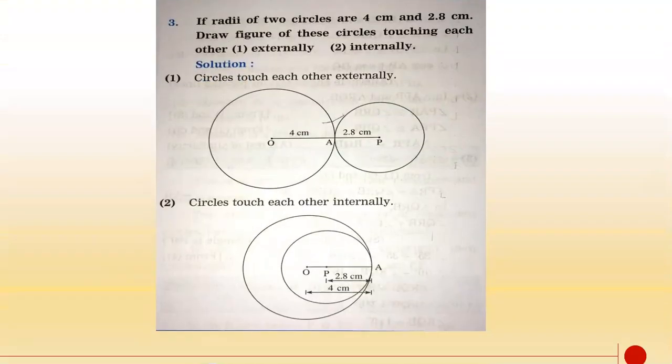Question number 3. If the radii of two circles are 4 cm and 2.8 cm, draw a figure of these circles touching each other, first one externally and second one internally. The first figure which I have over here shows circles touching each other externally. There is a circle with center O whose radius is 4 centimeters, and another circle with center P whose radius is 2.8 centimeters. Their point of contact is point A, with O-A-P collinear.